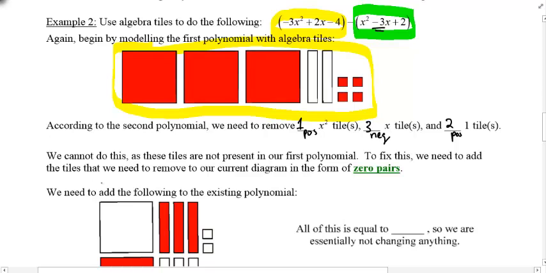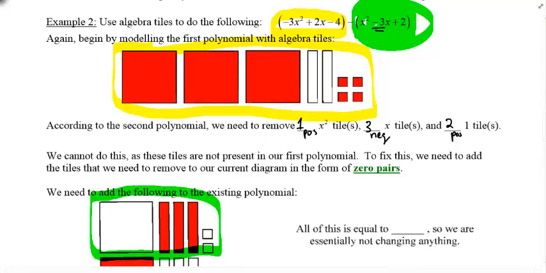We need to add the tiles that we need to remove to our current diagram in the form of 0 pairs. You're like, what? Yeah, I'm going to ask you to add the tiles that we actually need to remove in the form of a 0 pair. So what I mean by that is this. Looking at our green polynomial here, x squared minus 3x plus 2, I'd like you to draw that out. That's right here. This is our x squared. Here's our minus 3x. And there's our plus 2.